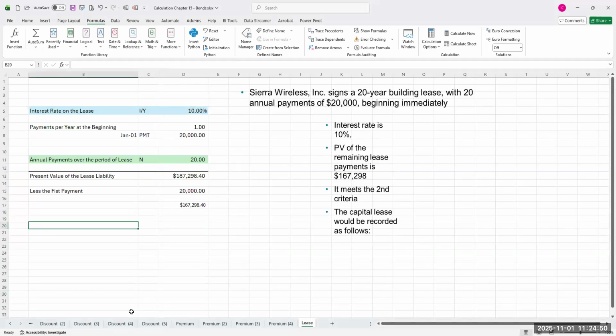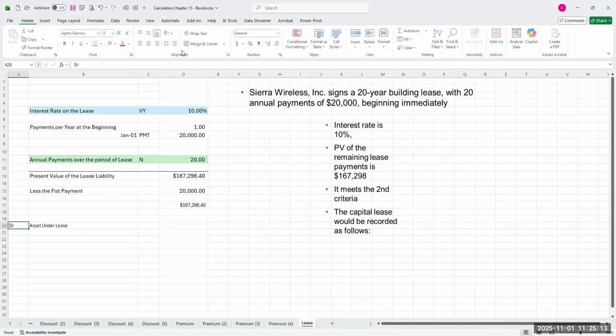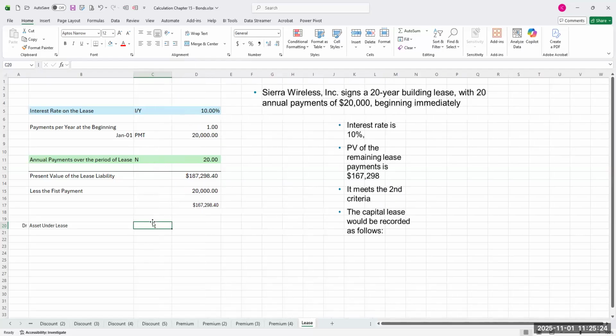So the journal entry, what will be the journal entry? We're going to have a debit. Debit asset on the lease. And the value of the asset on the lease is going to be equal to that one.